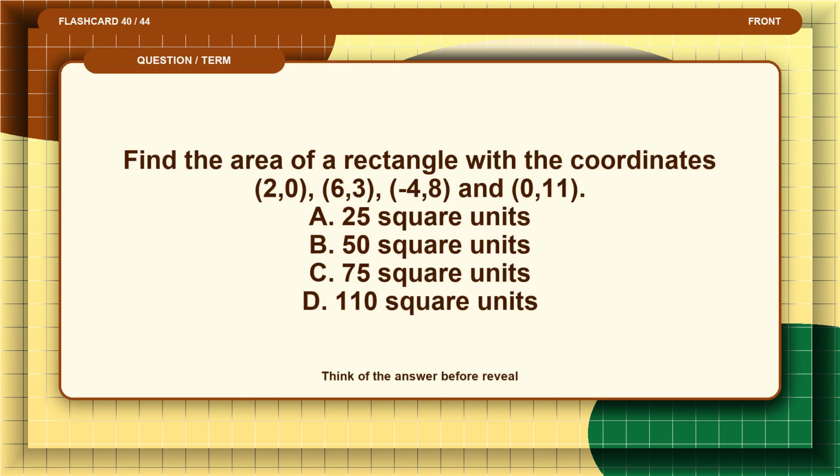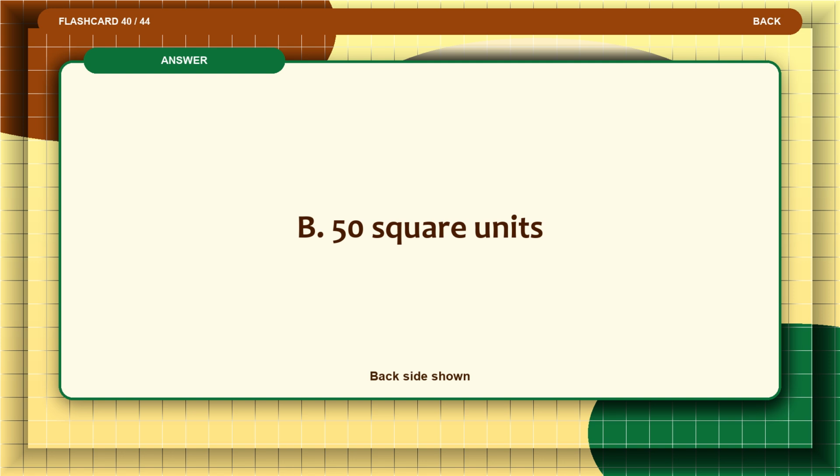Flashcard 40. Find the area of a rectangle with the coordinates (2, 0), (6, 3), (4, 8) and (0, 11). A. 25 square units, B. 50 square units, C. 75 square units, D. 110 square units. Think of the answer before the reveal. The answer is B. 50 square units.